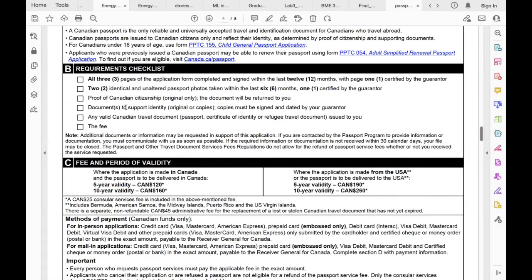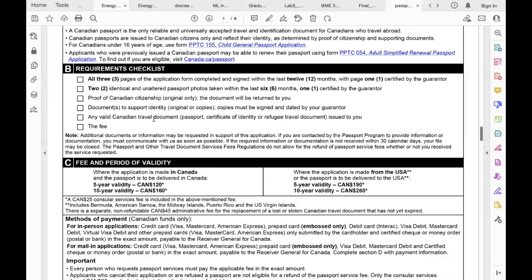Documents to support identity. So you need your driver's license or your health card, whatever you mentioned in the application above. If you are going to take the copies in person, you don't need the photocopies, but I took the photocopies with me because I didn't want to take any risk. In person you need originals, and by mail you need the photocopies. I took photocopies with me in person as well. But if you're taking photocopies, you need to have them signed by your guarantor. This is the mandatory thing, but they never asked me for photocopies there.